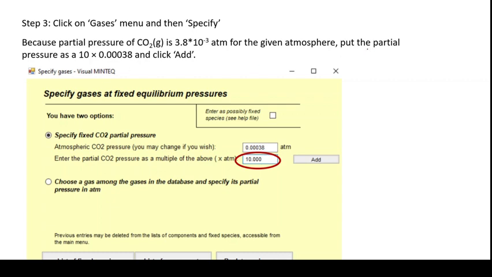So put the partial pressure as 0.0038 and click add. Okay, because it is given as 3.8 into 10 raised to power minus 3. Then click add. Do this thing, then we'll move forward.